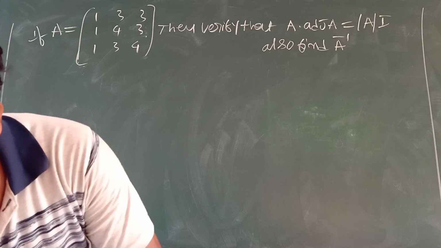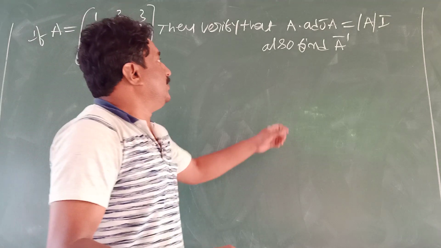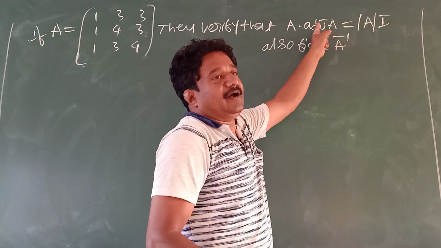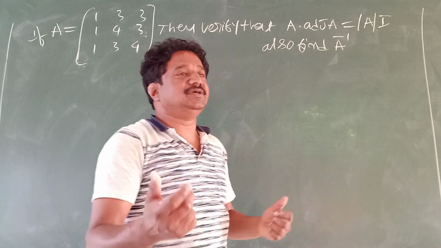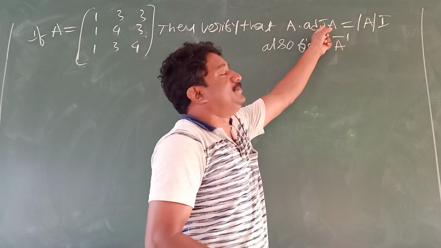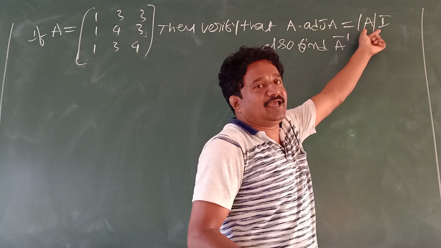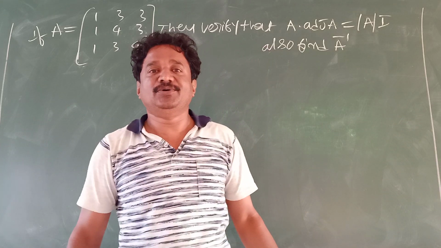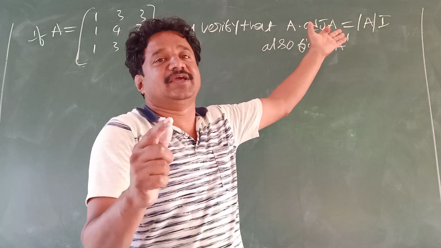So matrix A is given and it is asked to prove A into adjoint of the matrix A is equal to det A into I. It is so easy. First you find out the adjoint of the matrix, multiply that with A, and call that equation number 1. Next you find out det A, multiply that with the identity, and call that equation number 2. By seeing equations 1 and 2, you declare that result.